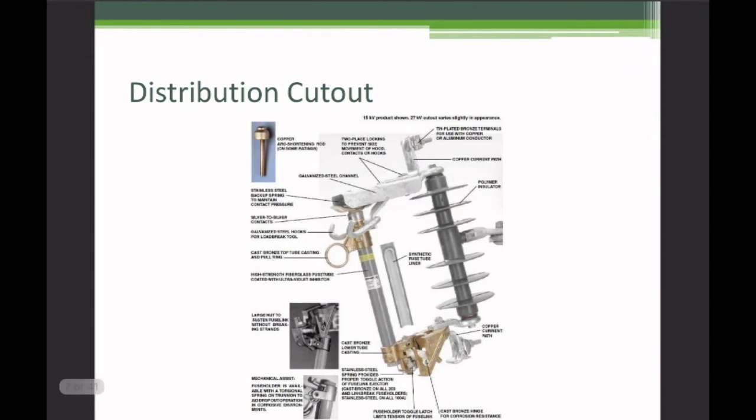There's our distribution cutout, and we can see here's the hooks to attach the load bust tool and a similar configuration between them.